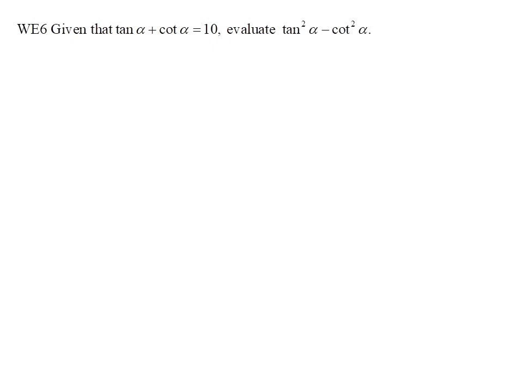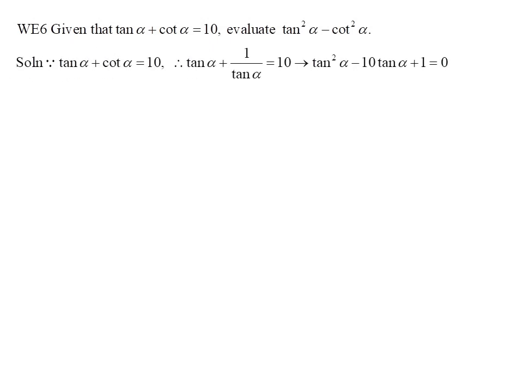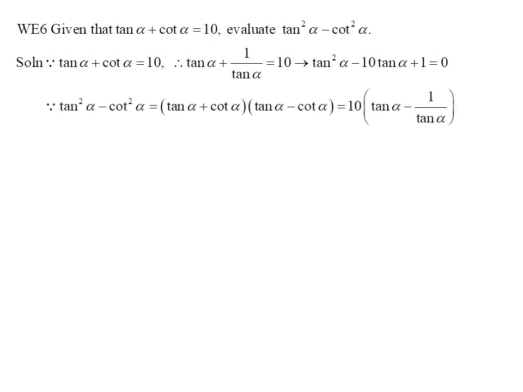Example 6 is to evaluate a trigonometry expression of tangent squared alpha minus cotangent squared alpha, given that tangent alpha plus cotangent alpha equals 10. Since tangent alpha plus cotangent alpha equals 10, we have the quadratic-like trigonometry equation of tangent squared alpha minus 10 times tangent alpha plus 1 equals 0. Now let's come back to the expression we are going to evaluate.